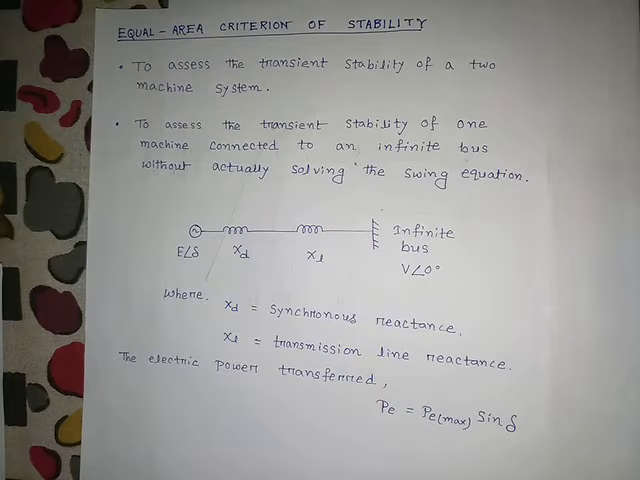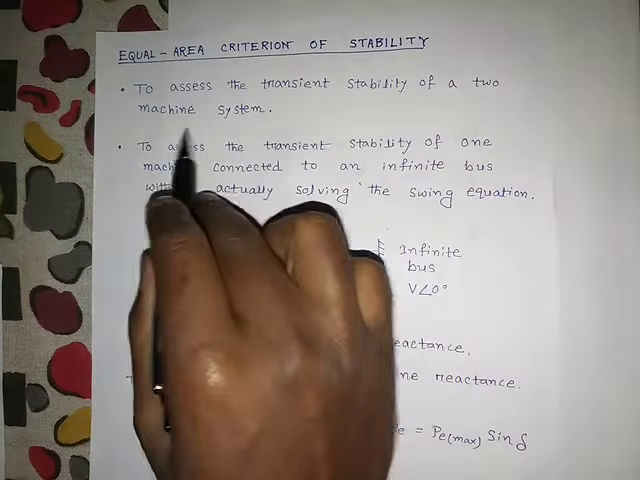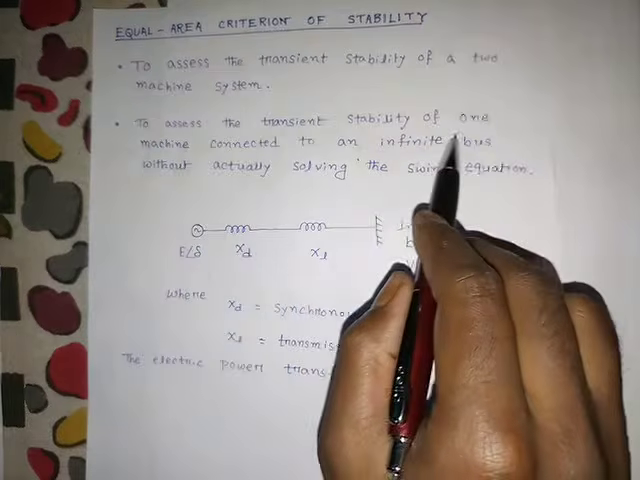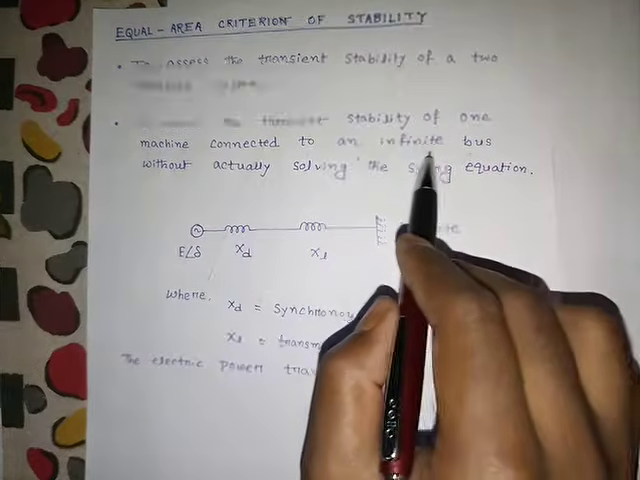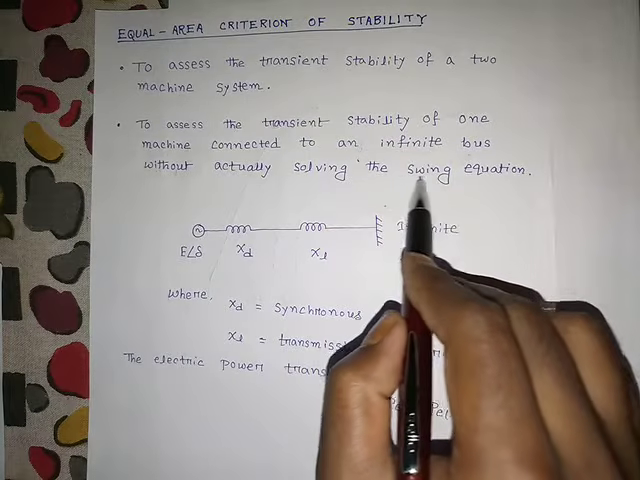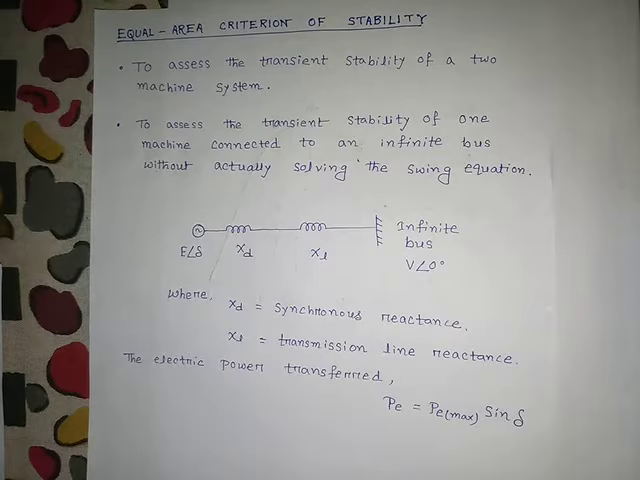So why do we use the equal area criteria? First, to assess the transient stability of a two machine system. Second, to assess the transient stability of one machine connected to an infinite bus without actually solving the swing equation. There are other purposes also.